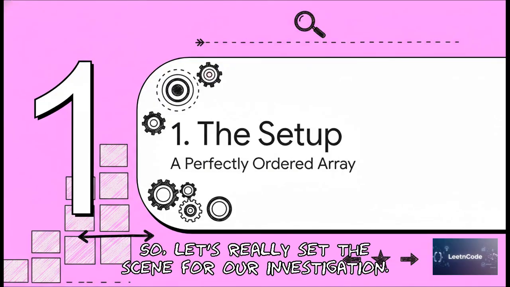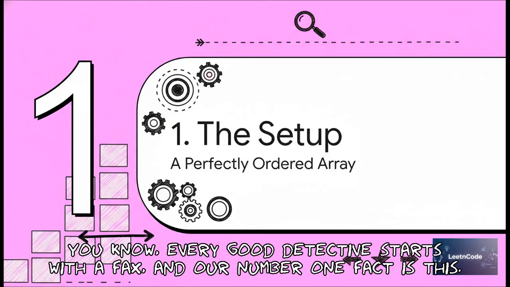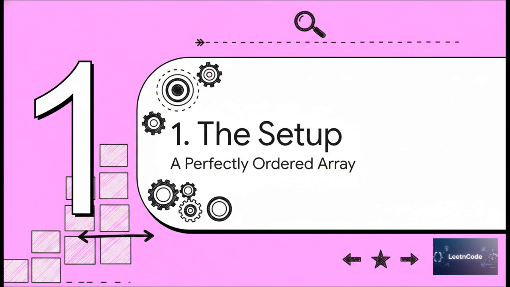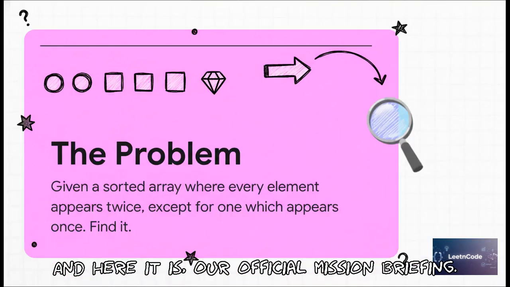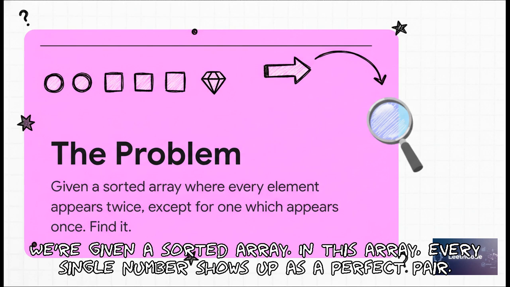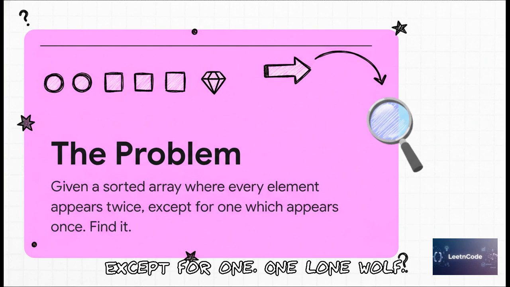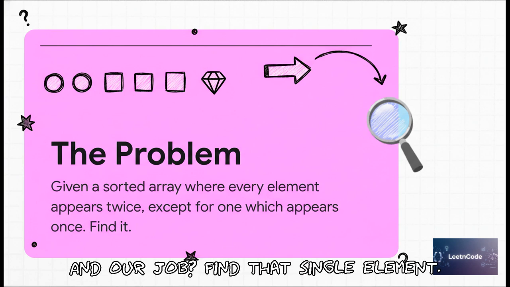So let's really set the scene for our investigation. You know, every good detective starts with the facts, and our number one fact is this: we are dealing with a system that is supposed to be perfect. And here it is, our official mission briefing. We're given a sorted array. In this array, every single number shows up as a perfect pair, except for one lone wolf. And our job? Find that single element.